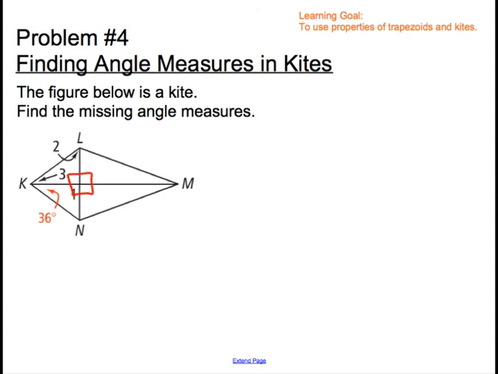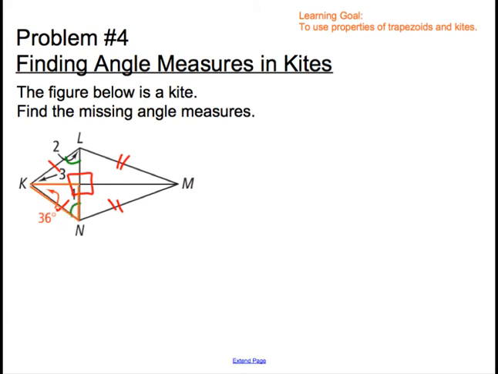By the definition of a kite, we know that consecutive sides must be congruent, but opposite sides cannot be. So here we can say KL is congruent to KN, and LM is congruent to NM. Since triangle LKN is an isosceles triangle, we know that its base angles must be congruent. So this angle is congruent to this angle.